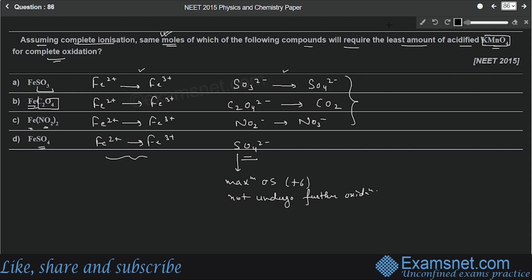That means here least amount of potassium permanganate will be required because only the first part has to get oxidized. The second part does not require potassium permanganate for oxidation. So it will be the easiest to oxidize. So option D will be the correct answer.